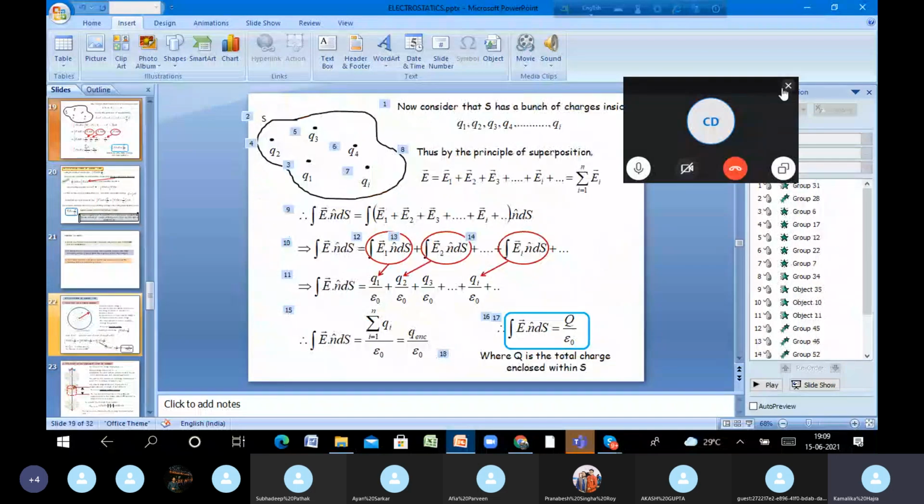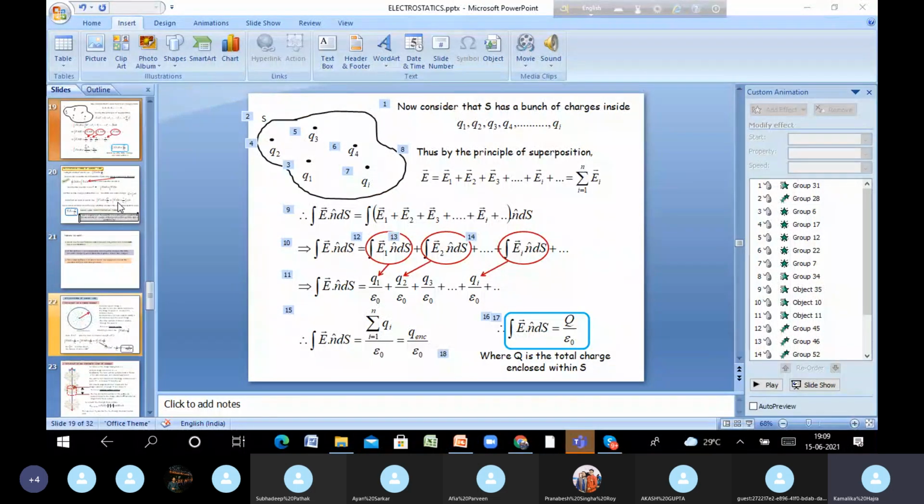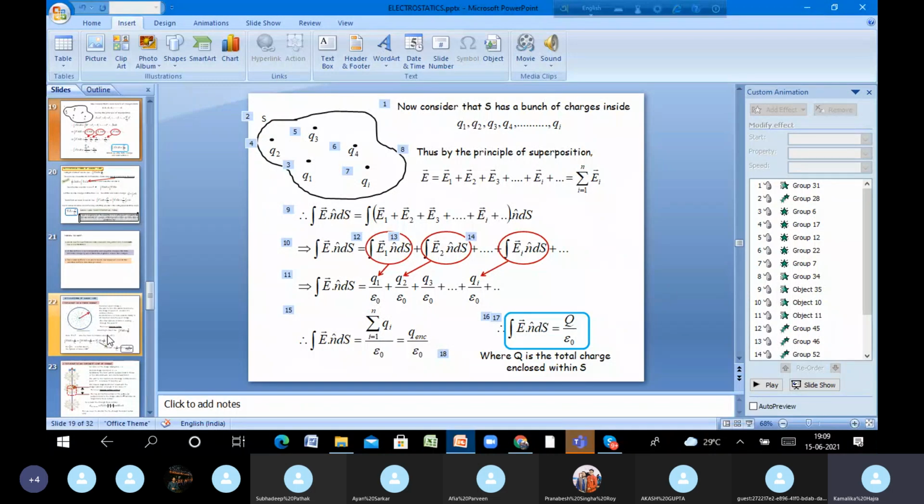Before we continue with the applications, just remember that this is Gauss's law, okay? Integration E dot n cap ds equal to q by epsilon naught, where E is the electric field that we need to find out, n cap is the normal to the surface at a particular point with infinitesimal area ds, and we need to find this surface integral, and that is equal to q by epsilon naught, where q is the total charge that is enclosed by the surface.